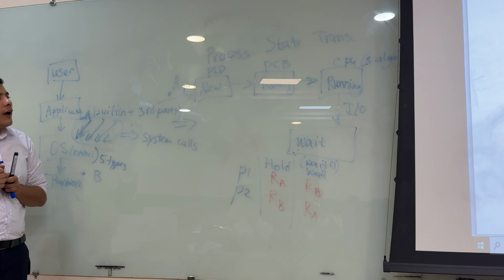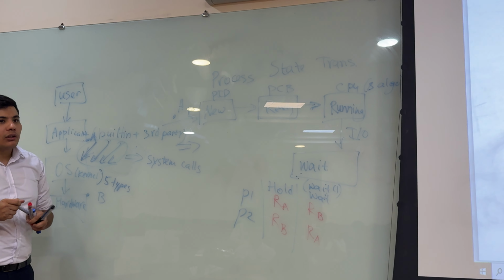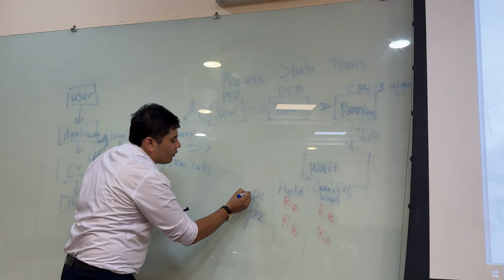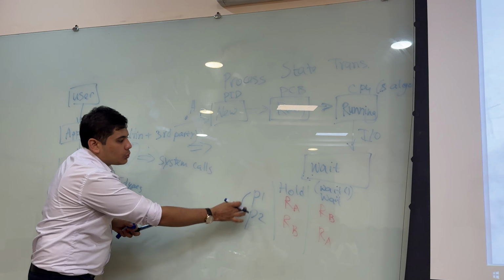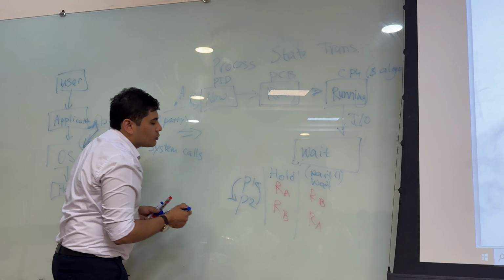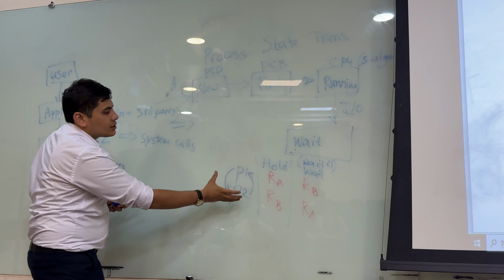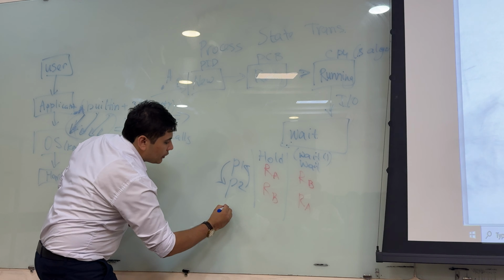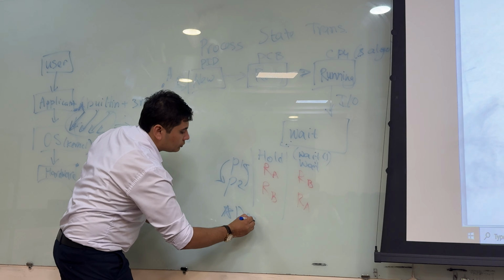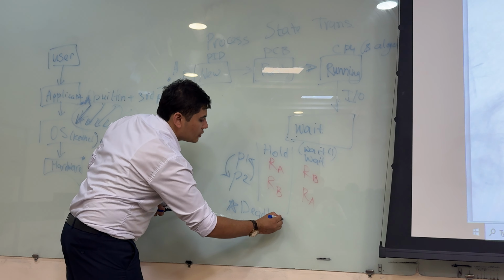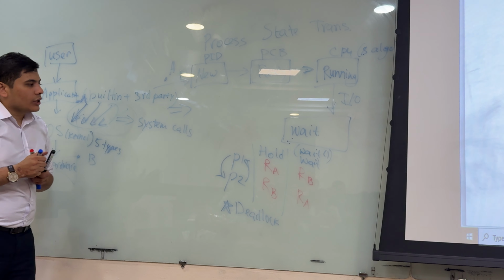Then we have what? We have a deadlock, right? So deadlock is going to happen. Process number 1 is waiting for process number 2, and process number 2 is waiting for process number 1, right? It's like a circle loop. So we have something called deadlock, right? This is what we learned last week.